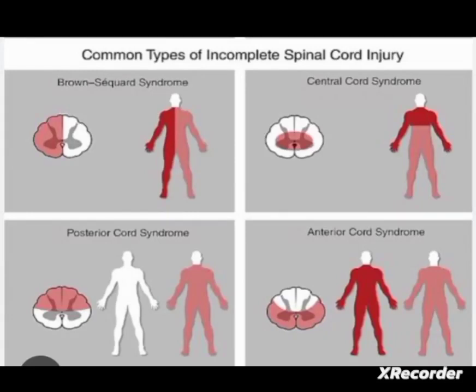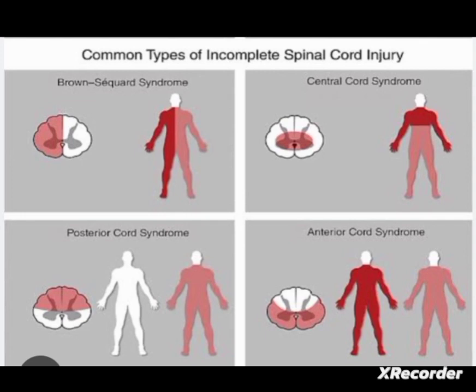Spinal cord injury is classified as complete or incomplete injury, or partial injury. Complete cord involvement results in total loss of sensory and motor function below the level of the lesion, or below the level of injury. That is known as complete cord involvement, complete spinal cord injury.